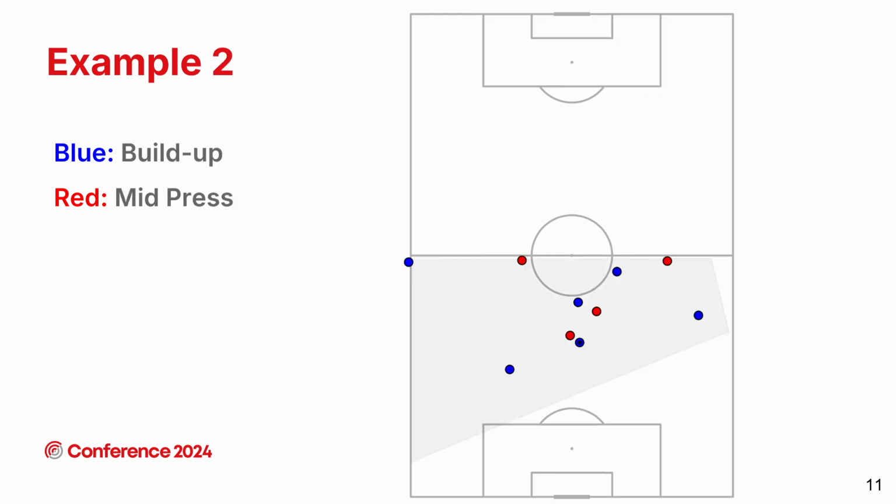Another example here, the blue team is still in possession with the ball in their own third. They're not making a counterattack and they're not suffering any counter-pressing action, so they're in a build-up in possession phase. The red team, however, has 4 players in the middle of the pitch. They are making a pressing action towards the ball carrier, so they're in a mid-press scenario.